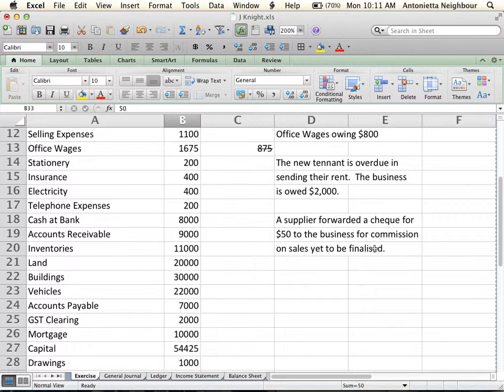Yes, Robert? Is stationery an asset or an expense? Stationery is an expense, Robert. Let's just stick to what we're talking about here.